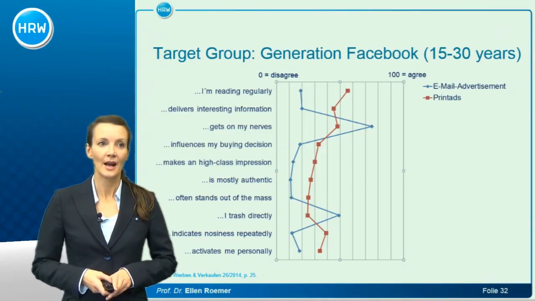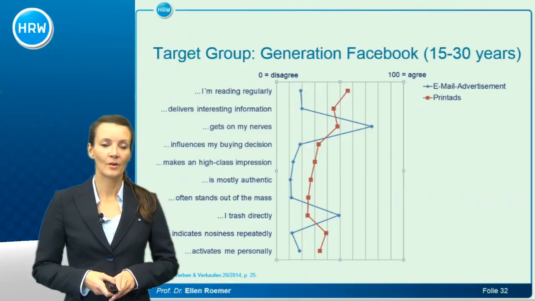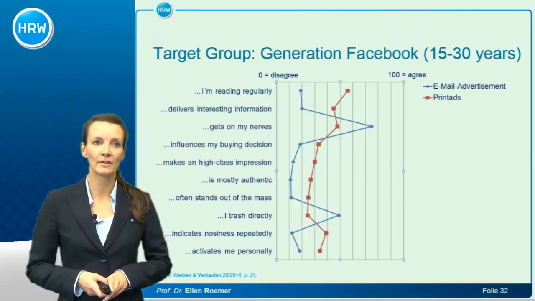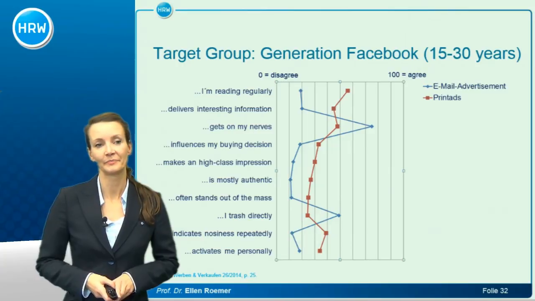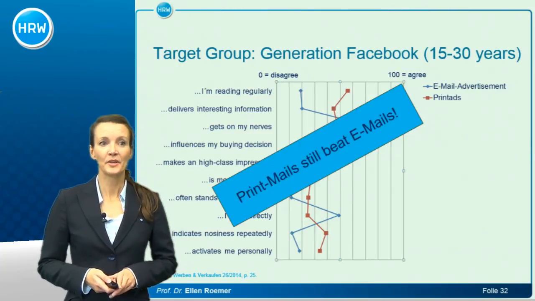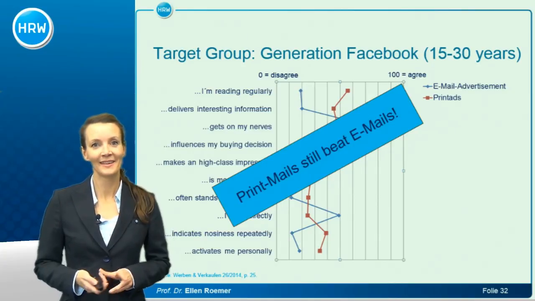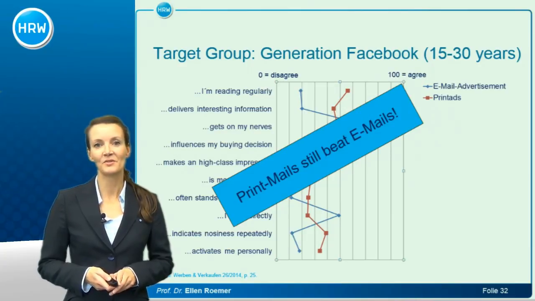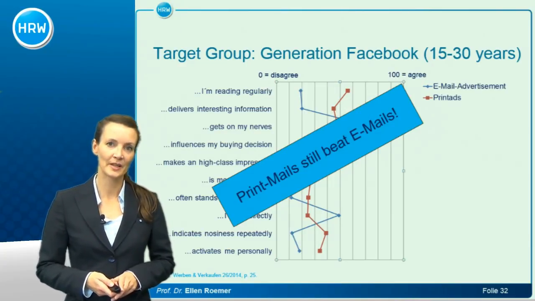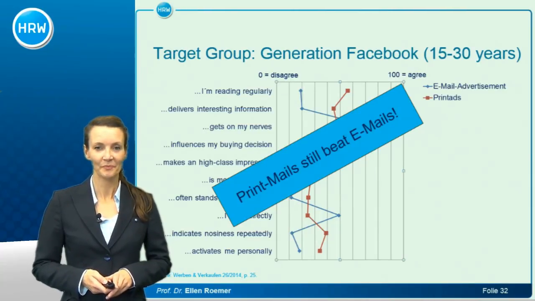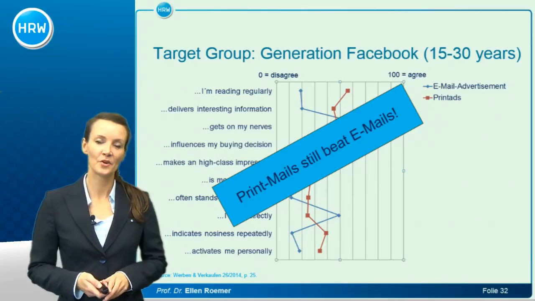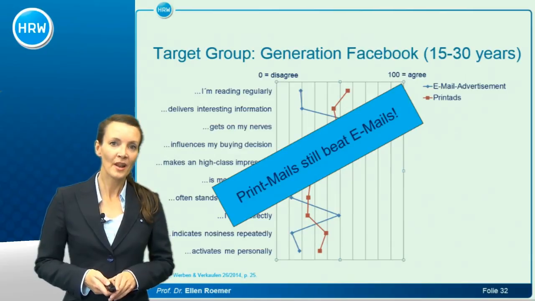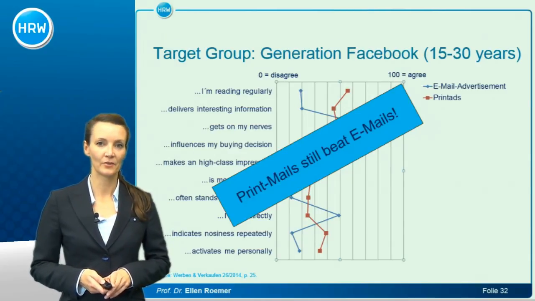For example, the first point, I'm reading regularly. The people agreed more that they read print ads more regularly than actually the email advertising. So we can see here that print mails still beat emails. You know, everybody knows those emails in your email account, and it depends really on whether you read them or not, and it shows that the print form is more important. So this is more or less an excursion to show you that actually not all online media marketing activities are actually successful or well perceived.